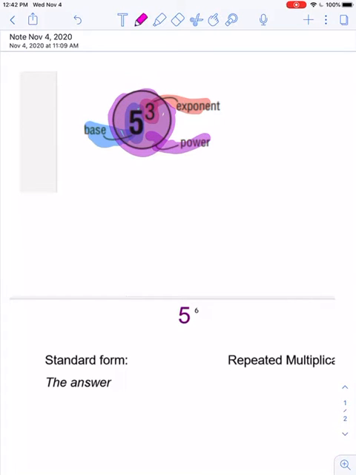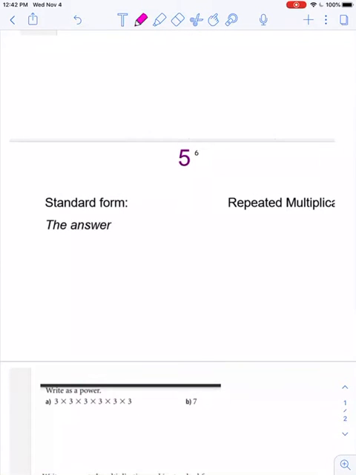So let's start. When they're asking for the standard form, they're asking for the answer. So if we write 5 to the power of 6 in a repeated multiplication, we would have the base multiplied by itself 6 times. And when we do it on our calculator, it's not 5 times 6, it's 5 to the power of 6. And the answer would be 15,625.